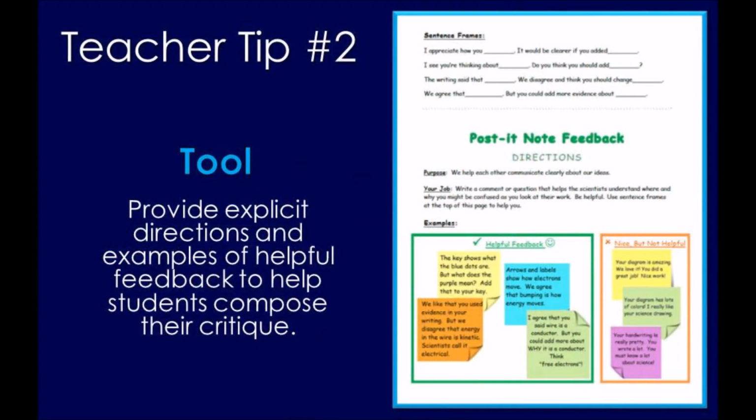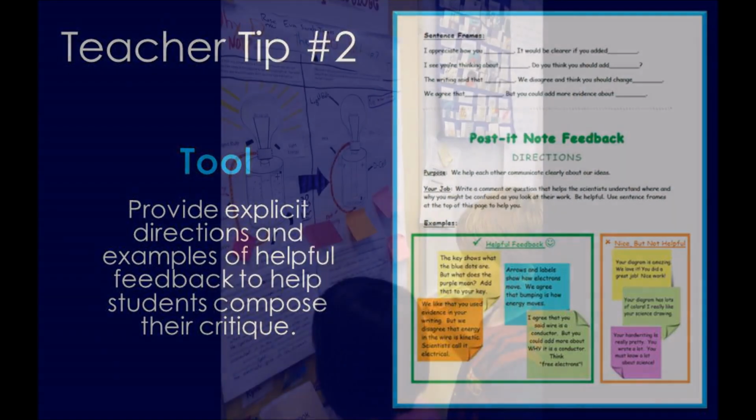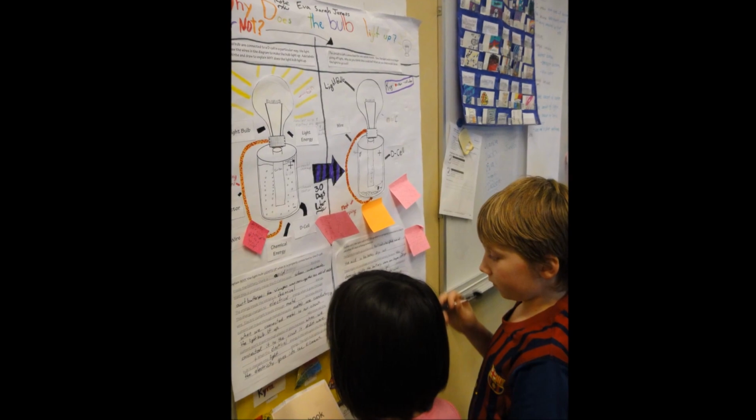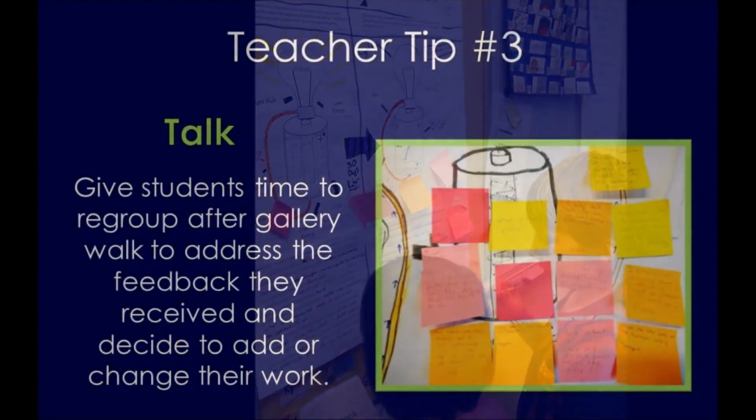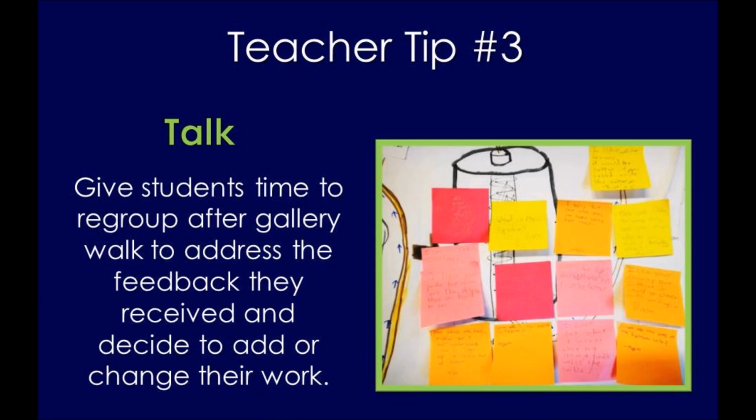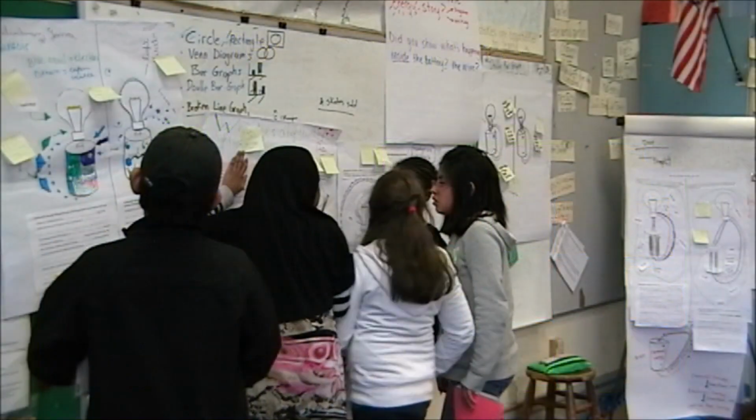Students had time to walk around the room and examine their peers' work. Sentence frames scaffolded students' ability to write helpful rather than superficial feedback. Next, students returned to their own model and read the feedback they received. They had time to decide if they wanted to add or change their work based on their peers' critique. Some students disagreed with the comments left for them and argued their point with their peers.